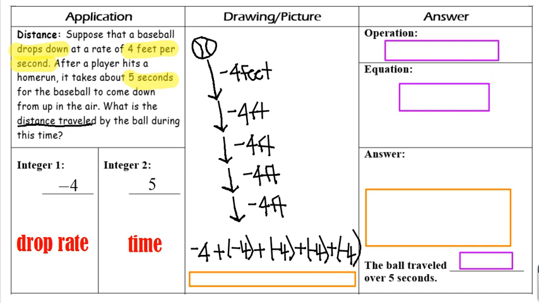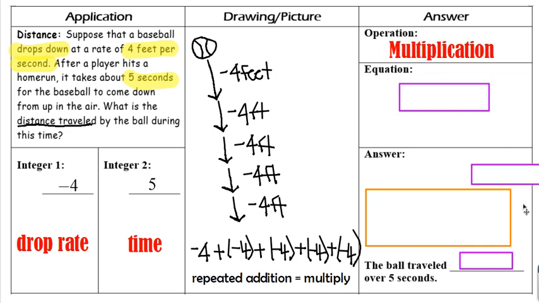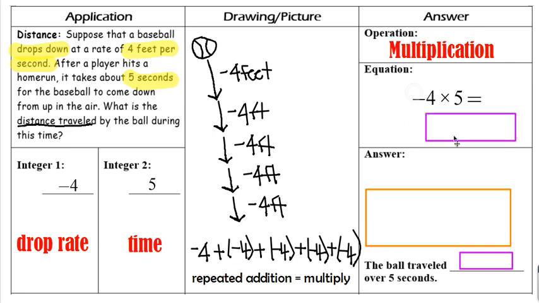And look, this is a repeated addition. And guess what? We learned that repeated addition means to multiply. So our operation is going to be multiplication. And if we multiply, we're going to multiply the first integer by the second integer. And we see we have 5 groups of negative 4. So our equation will be negative 4 times 5.